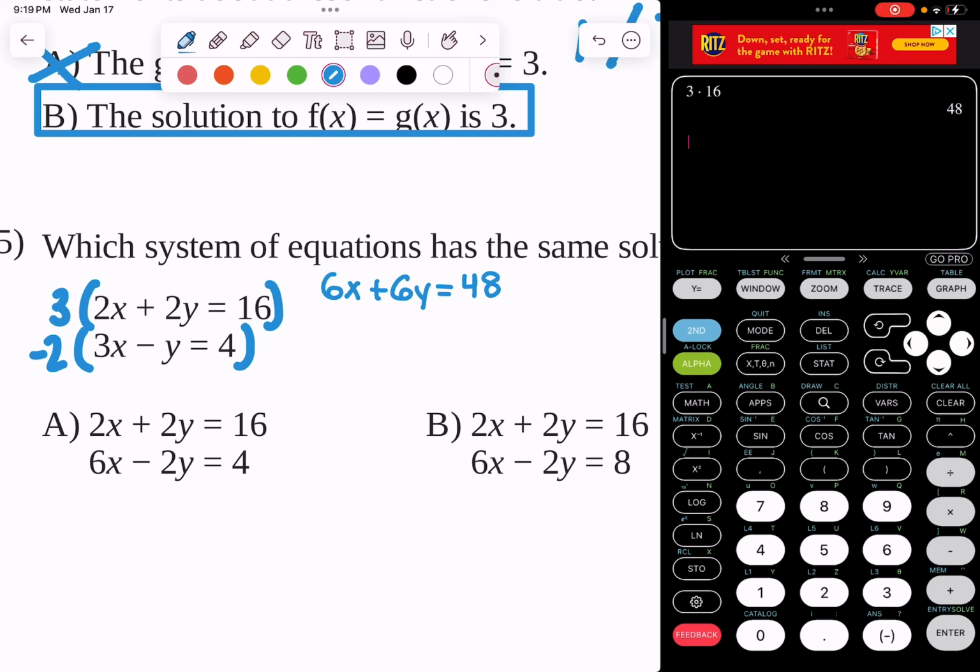Now let's look at the next one. -2 times 3x is -6x. -2 times -y is +2y. And -2 times 4 is -8. All right, 6x minus 6x, nothing. 6y plus 2y is 8y. And 48 minus 8 is 40. We are then going to divide by 8, and we get y equals 5.